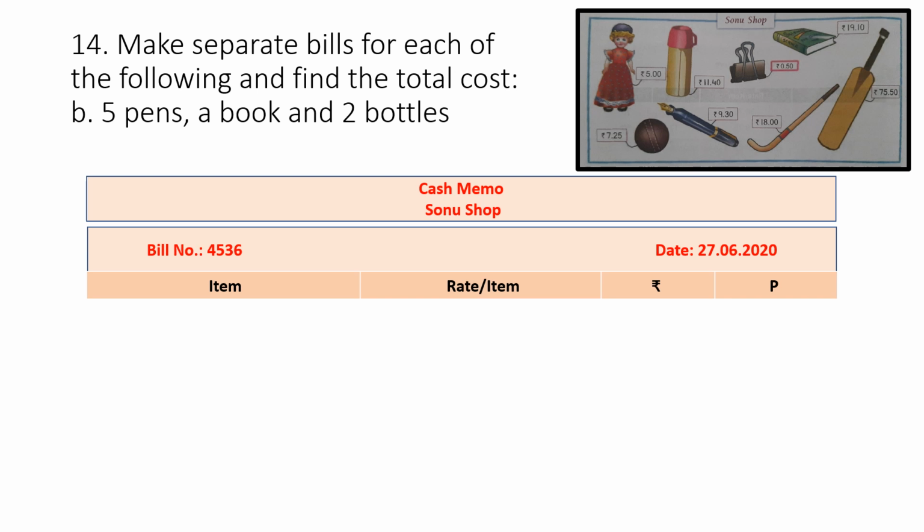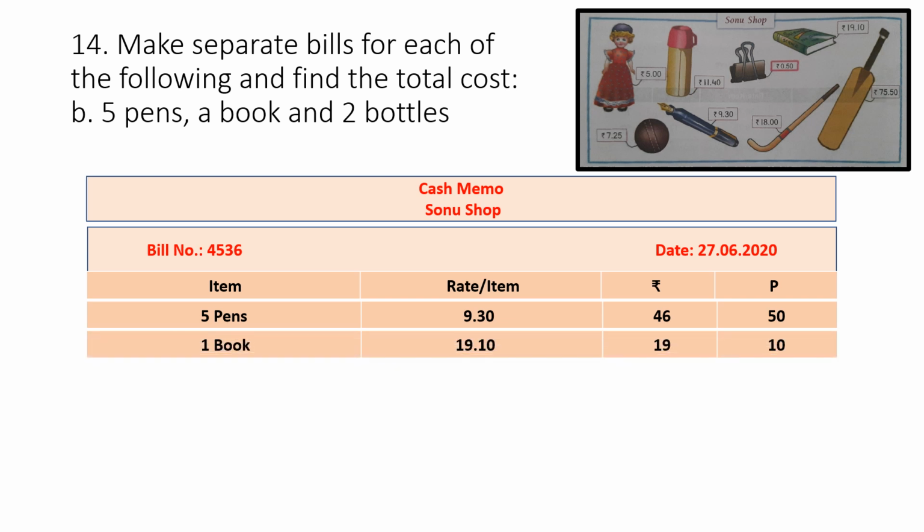So the first item that I have purchased is 5 pens, and the rate per item, that is the cost of one pen, is 9 rupees 30 paisa, and when I multiply 9 rupees 30 paisa by 5, I get 46 rupees and 50 paisa. Then I have purchased a book. A book means one book costing 19 rupees 10 paisa. Again I have multiplied it to get 19 rupees 10 paisa. Then I have taken 2 bottles. Each bottle costs 11 rupees 40 paisa, which I multiply to get 22 rupees 80 paisa.